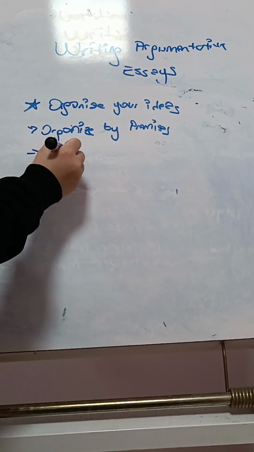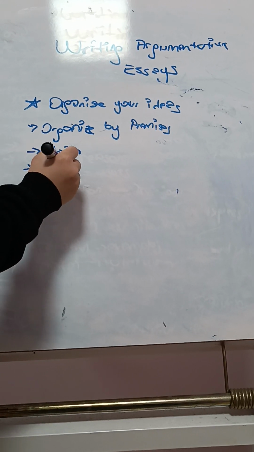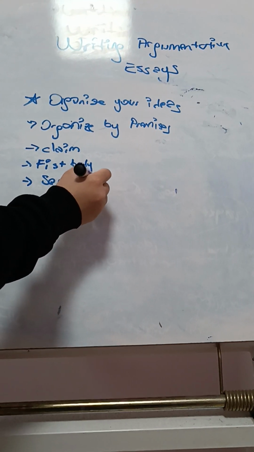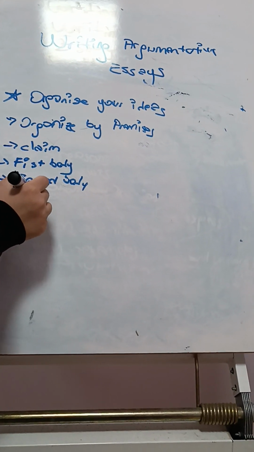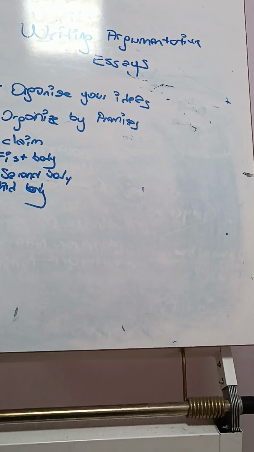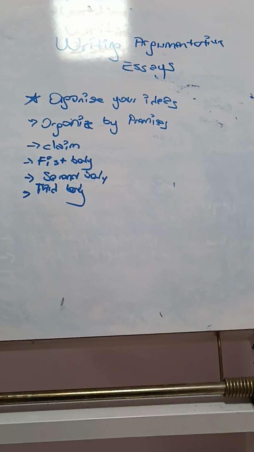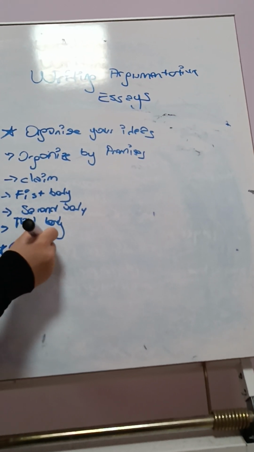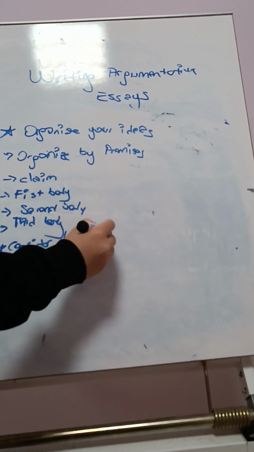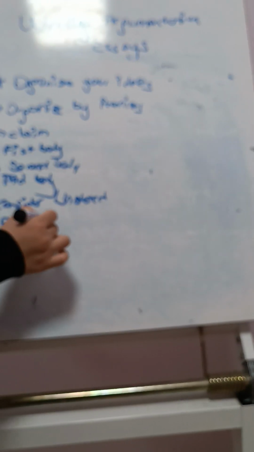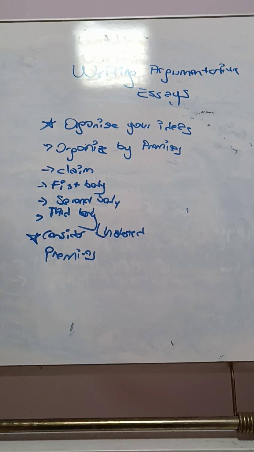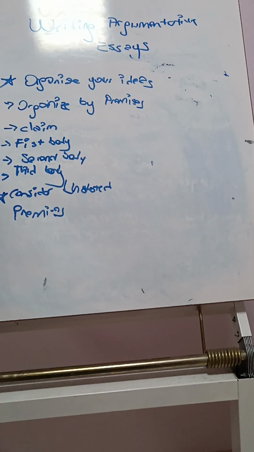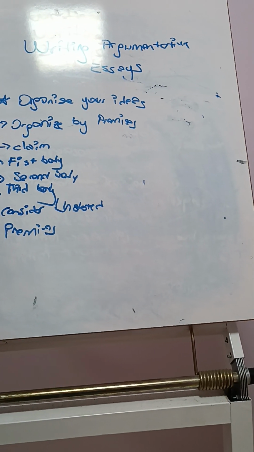Claim. First body, second body, third body. Consider stated premises. When organizing by premises, be sure to determine whether your claim is supported by any unstated premises or assumptions that may need to be defended.